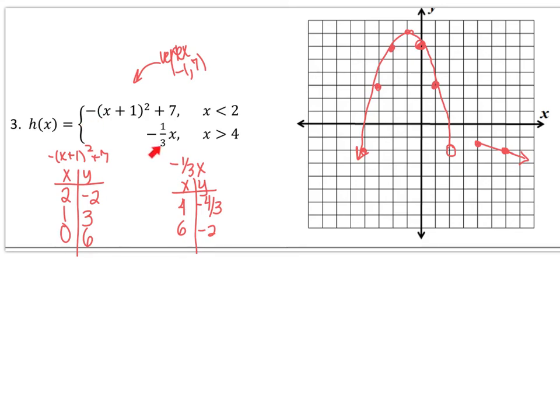I look at this second one. It is -1/3 x, and x needs to be greater than 4. So I plugged in a 4, and I got -4/3. I came over here and plotted that, 1, 2, 3, 4, -4/3, a little over 1, -1 1/3. Then I picked a number where I get an integral point. So I picked 6. If I plug in a 6, 6/3 is 2, and then it's negative, so -2. I plotted that point, and I know that's a line, connected it, and voila, I've got a piecewise function.